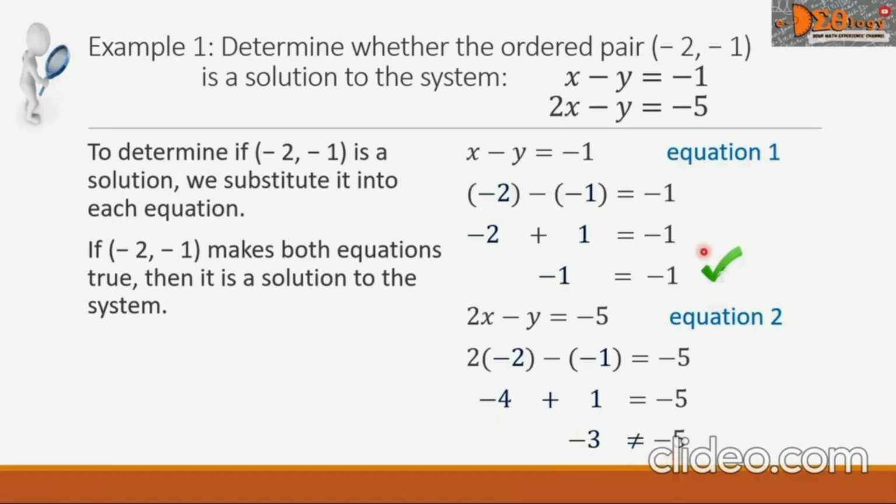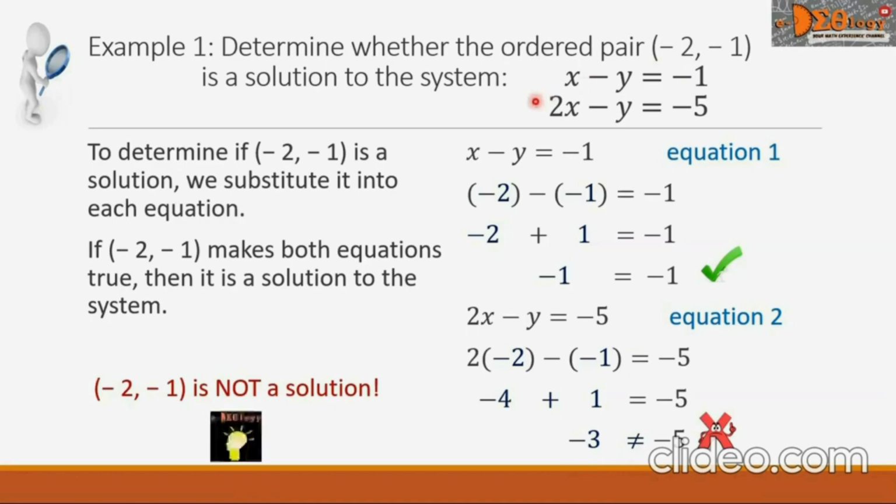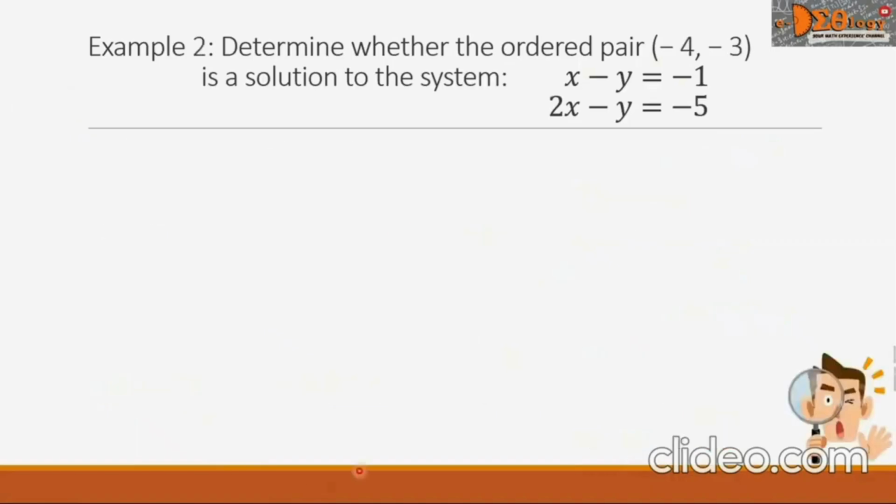So it means the ordered pair (-2, -1) makes equation 2 false. So it means to say this ordered pair (-2, -1) is not a solution to the system of linear equations. This is our final answer. Let us have example 2.